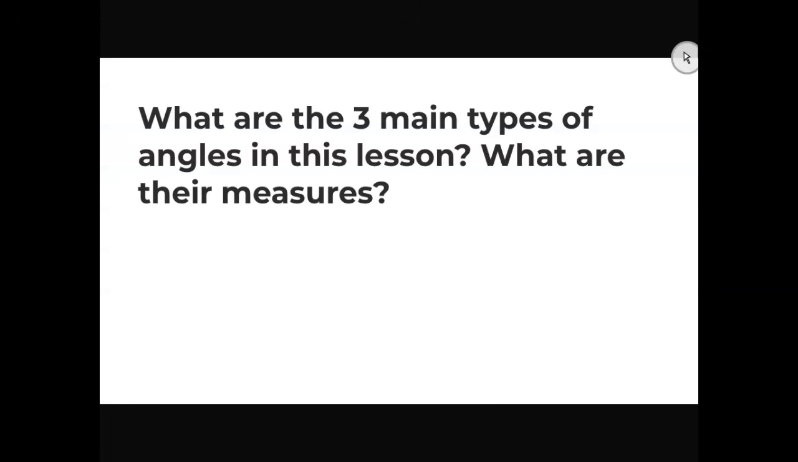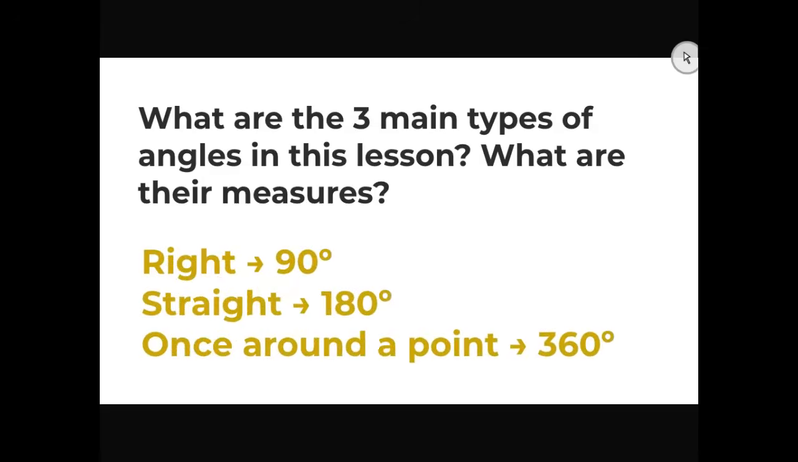Okay. So what are the 3 main types of angles in this lesson? We had a little bit of 6th grade review and then these special angles. The 3 main ones that we're doing today are a right angle, which is 90 degrees, a straight angle, 180 degrees, and once around a point, 360 degrees.